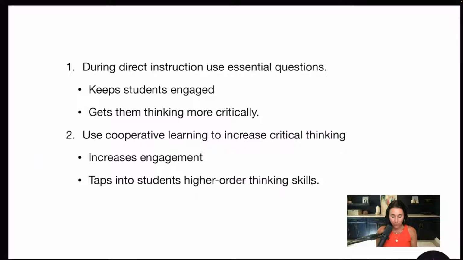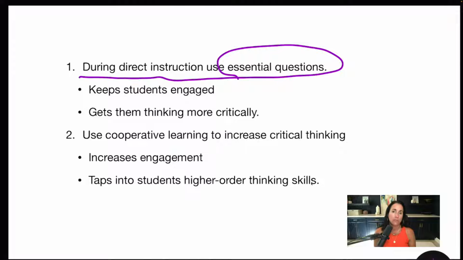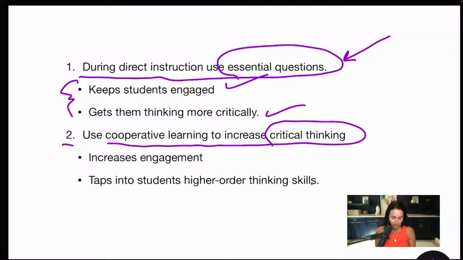to engage students. Remember, during direct instruction, use essential questions. Question the students. That's going to engage them, keeps them engaged, gets them thinking more critically. Notice I'm giving you what I'm going to do and why it's important, satisfying both bullets. The second thing, use cooperative learning to increase, here's the good word, critical thinking. Increases engagement, taps into higher order thinking skills. All right, easy peasy.